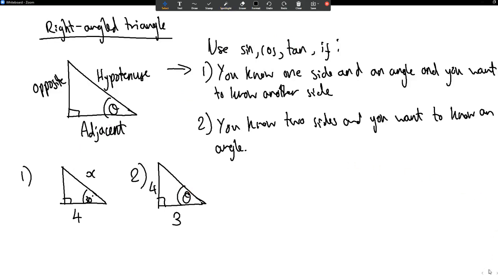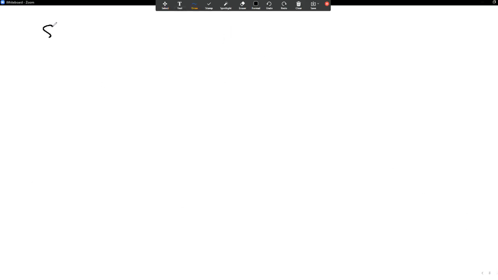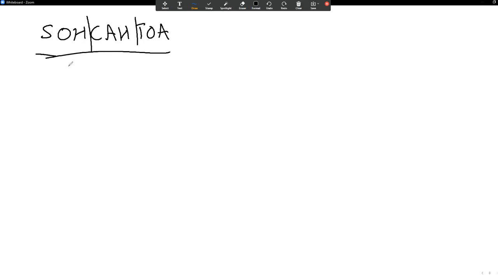Now, we can almost do this, we just need to know one thing. That's this idea of SOH CAH TOA. Now, we don't need to know SOH CAH TOA to do these calculations, but it makes it a little bit easier to remember. So, what do these mean?